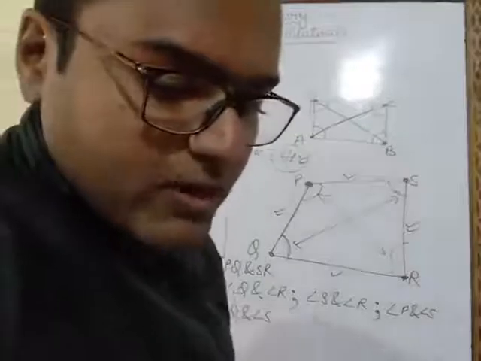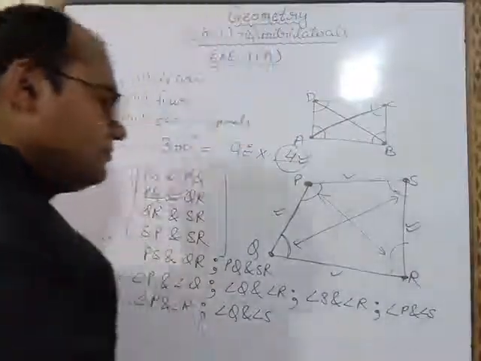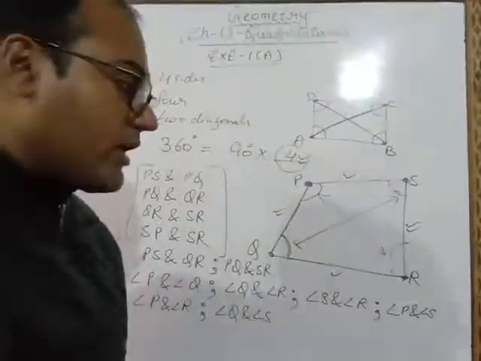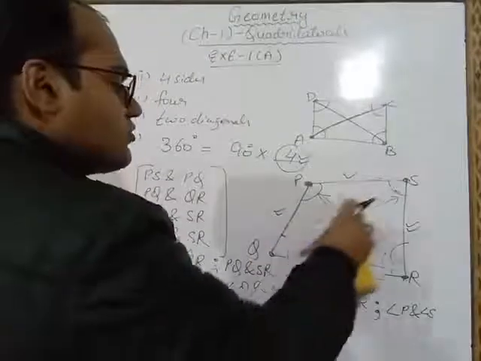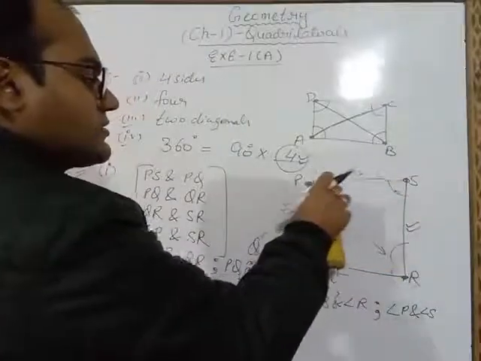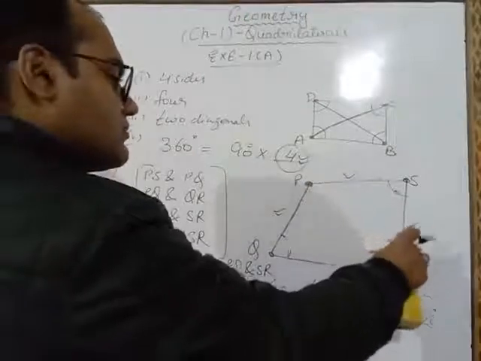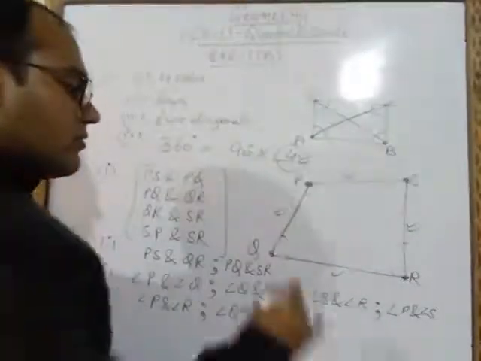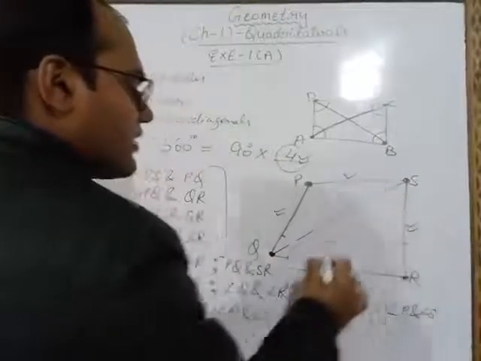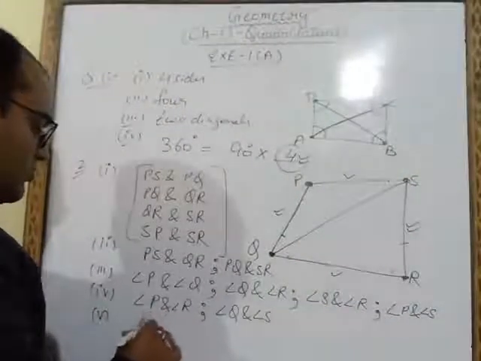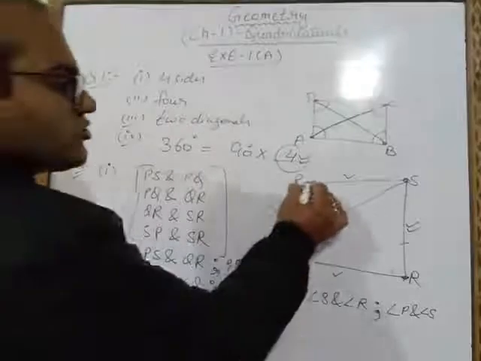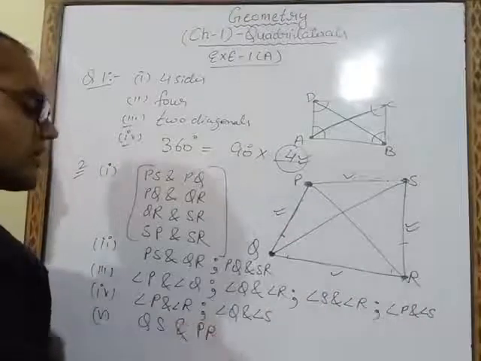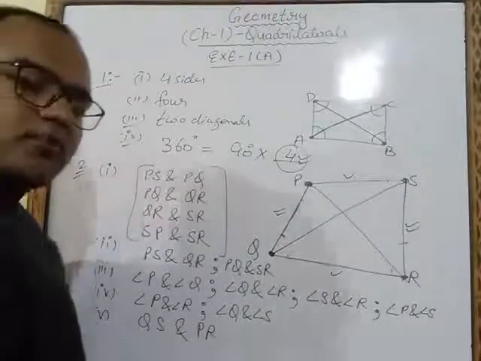Now the last part is: name all the diagonals. As I explained to you in the first question, fill in the blanks, how do you draw a diagonal? For a diagonal, what do we have to do? We have to join opposite vertices. Q and S we will join together. So the first diagonal we get is QS. And when we join these two points together, we get another diagonal, PR. So the second diagonal is PR. So like this you have to do question number 2.